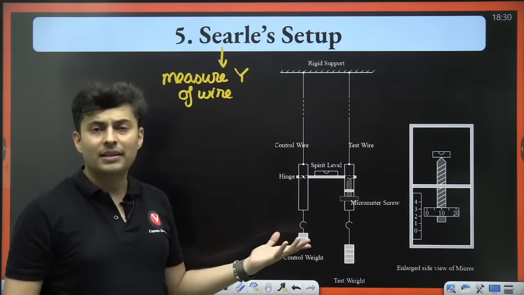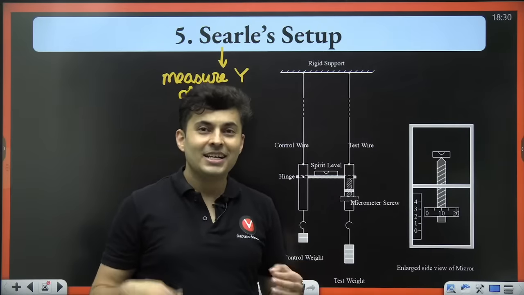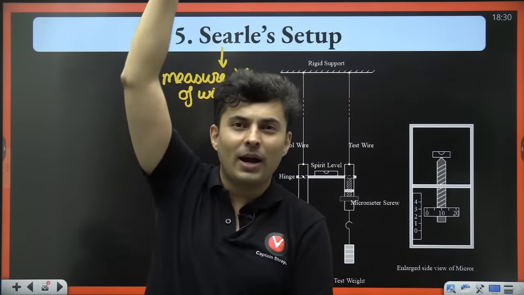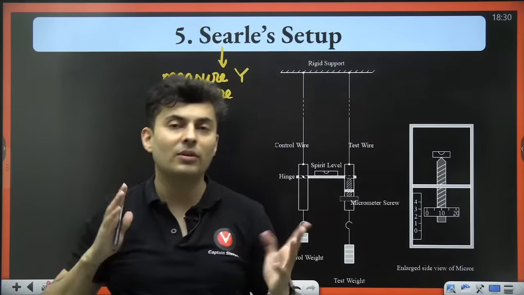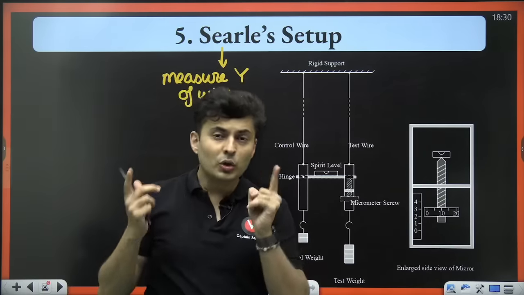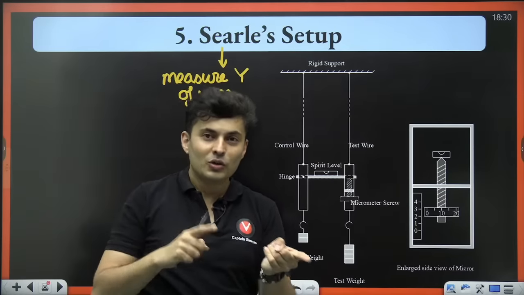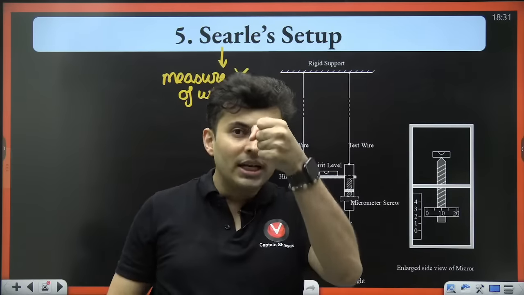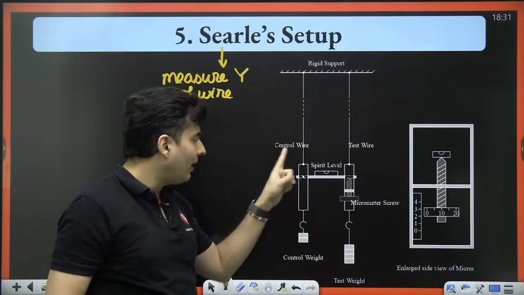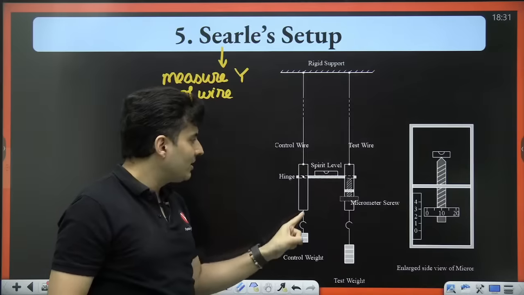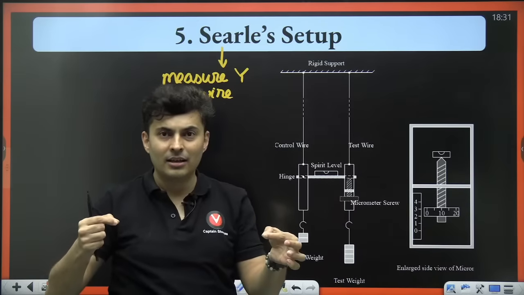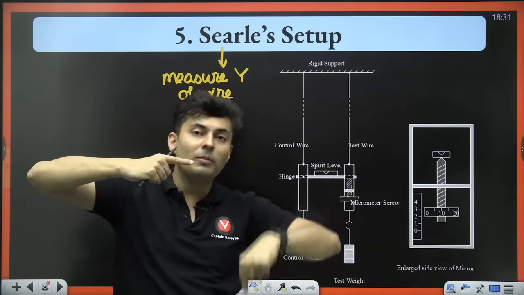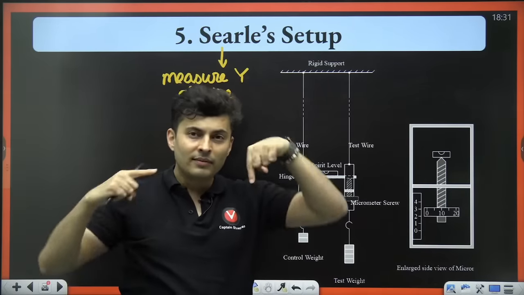Why do you need two wires? The reason is, sometimes it might happen that due to temperature variations, the rod or that wire might extend naturally because of thermal expansion. So to offset that amount, so as to neglect the expansion due to thermal, but only consider the extension due to the load, that's why you have another wire which is exactly identical. And with respect to that, you measure how much is the extension.